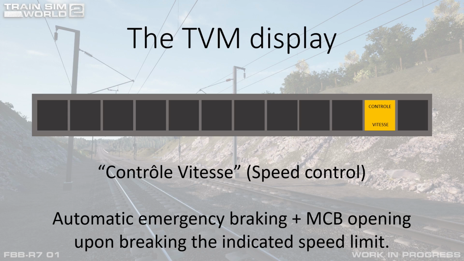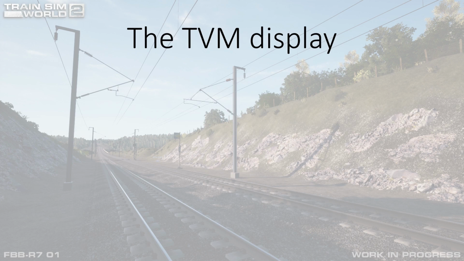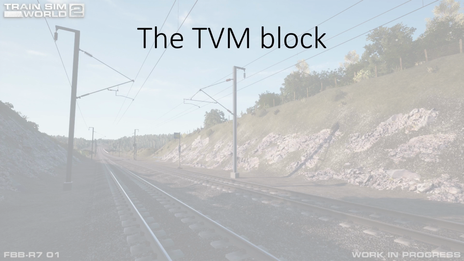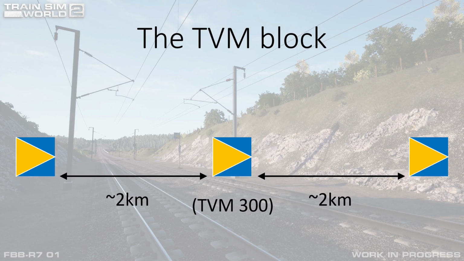In other words, when you run higher than the speed limit, say at 315 or more kilometers per hour under a 300 clear track aspect, or if you do not brake enough to stay under the braking curve, this would happen. So now that you know how the TVM display works, there needs to be several more explanations as to how the TVM block works.